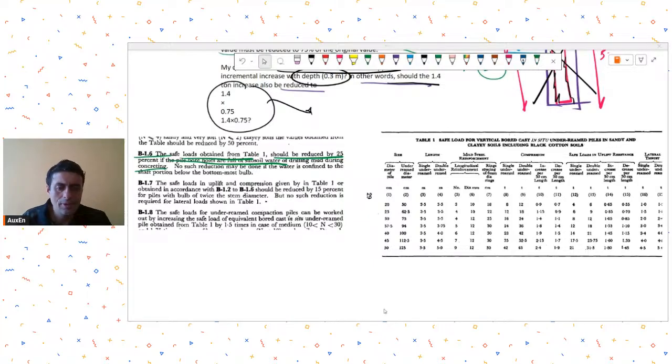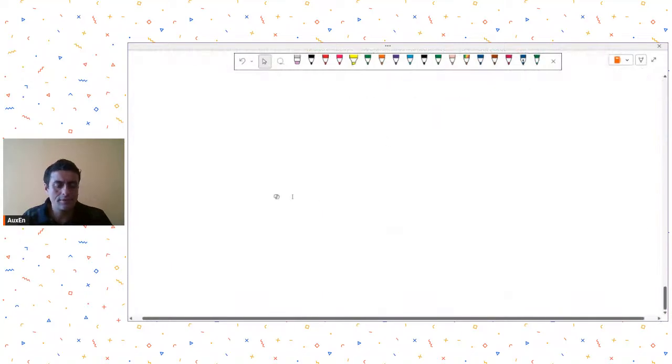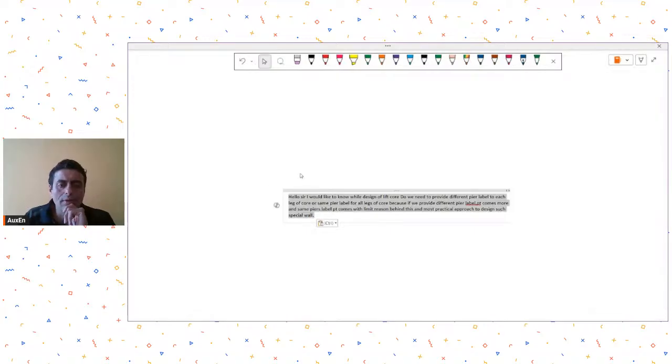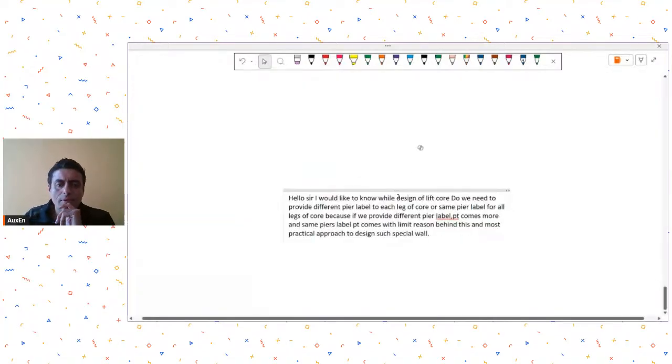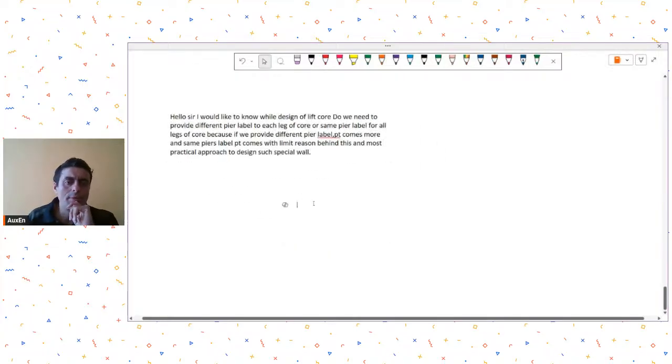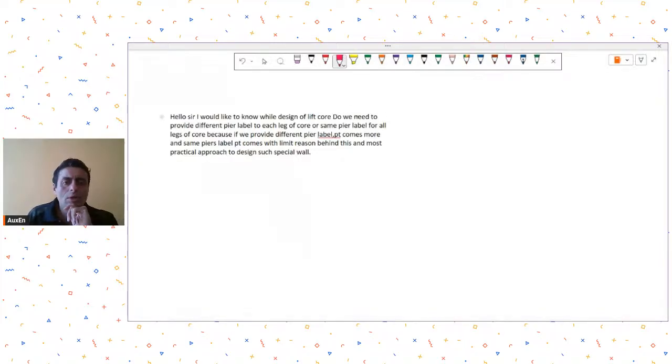Okay. All right. Then we have the next query from Engineer Vasan Dev. He's from Mumbai and he's a working professional. So he is asking, I would like to know the design of lift core. While designing the lift core, do we need to provide different pier labels to each leg of the core or the same pier labels for all legs? Because if we provide different pier labels, PT comes more.